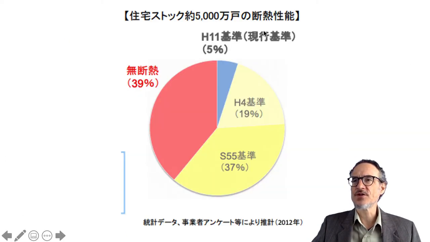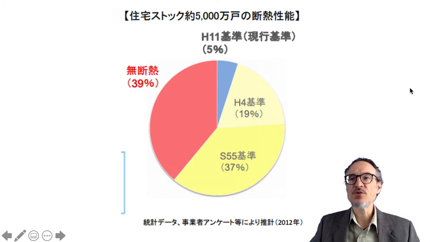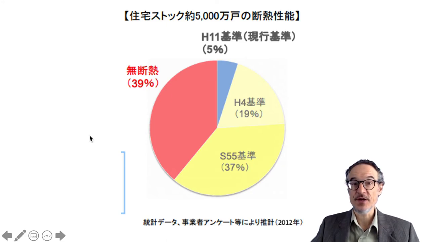This is some figures on how much insulation, and this is data from 2012. This is a bit old data, but back in 2012, 39% of domestic buildings had no insulation at all. Only 5% of buildings met the standards of 1999. So there's not much compliance.